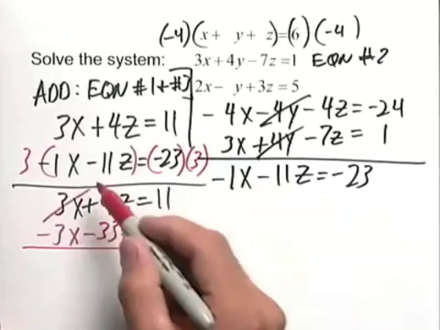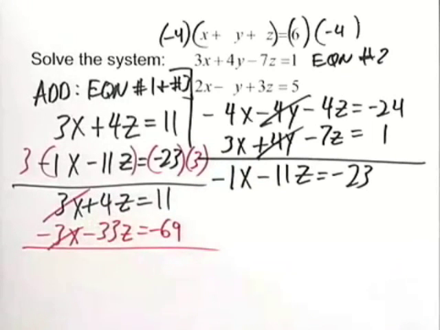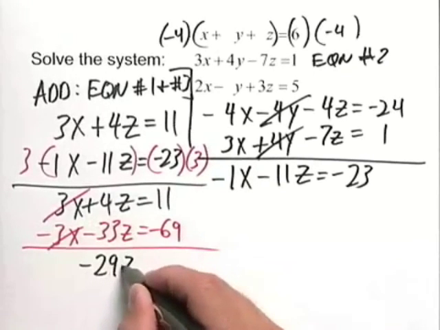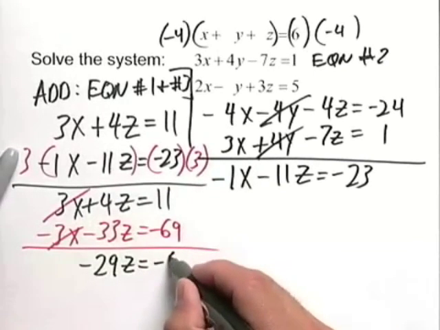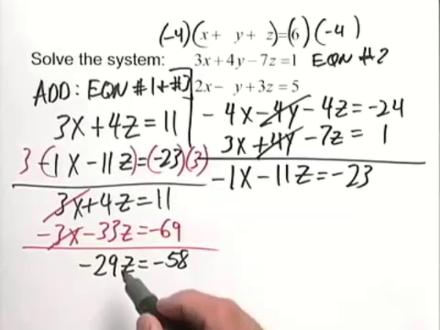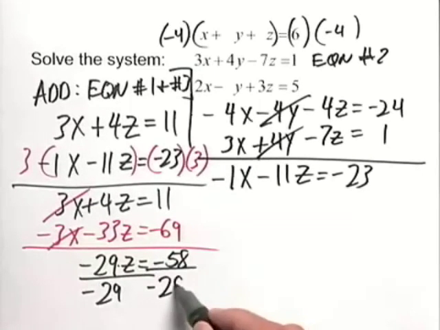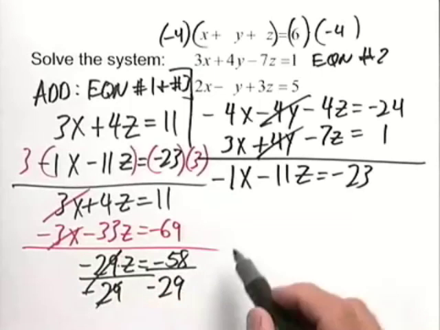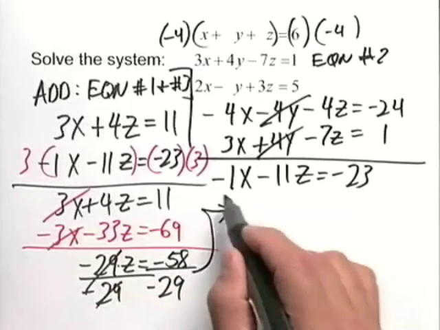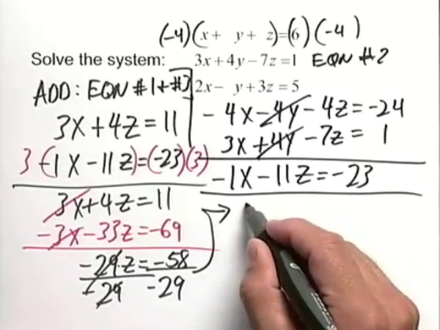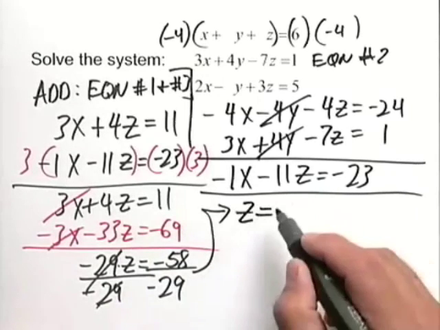So by adding down those columns once again, the x's disappear. From this, we get a negative 29z. That is equal to a negative 58. So let's isolate z entirely by dividing both sides by a negative 29. All right, so let's bring this up here. Got quite a bit going on the page. From this, we get a nice answer of z is equal to 2.